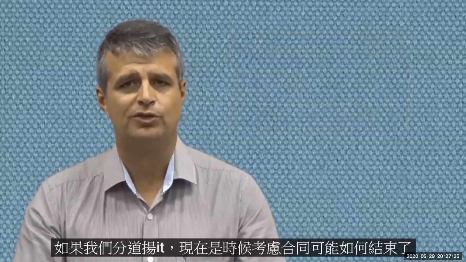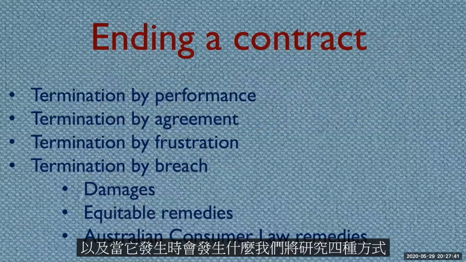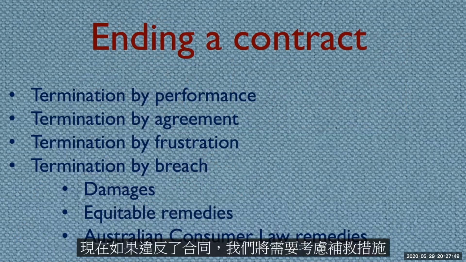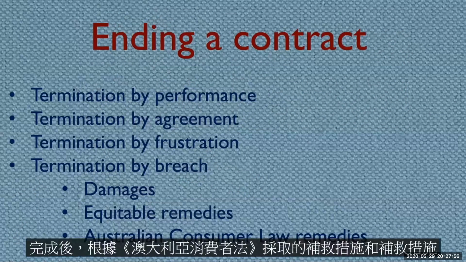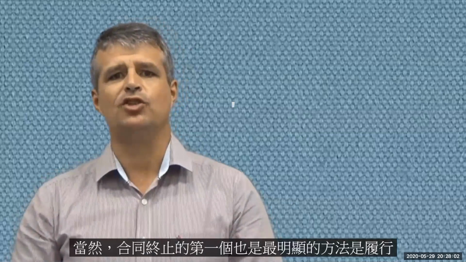It's time now for us to think about how the contract might end and what happens when it does. We're going to look at 4 ways in which contracts might end. They might end by performance, by agreement, by frustration, and by breach. Now, if the contract is breached, we'll need to look at remedies. So we're going to look at various types of remedies. Damages, the equitable remedies, and remedies under the Australian consumer law. Once we've done that, we can stop the clock and you'll have completed my 2-hour contracts course.